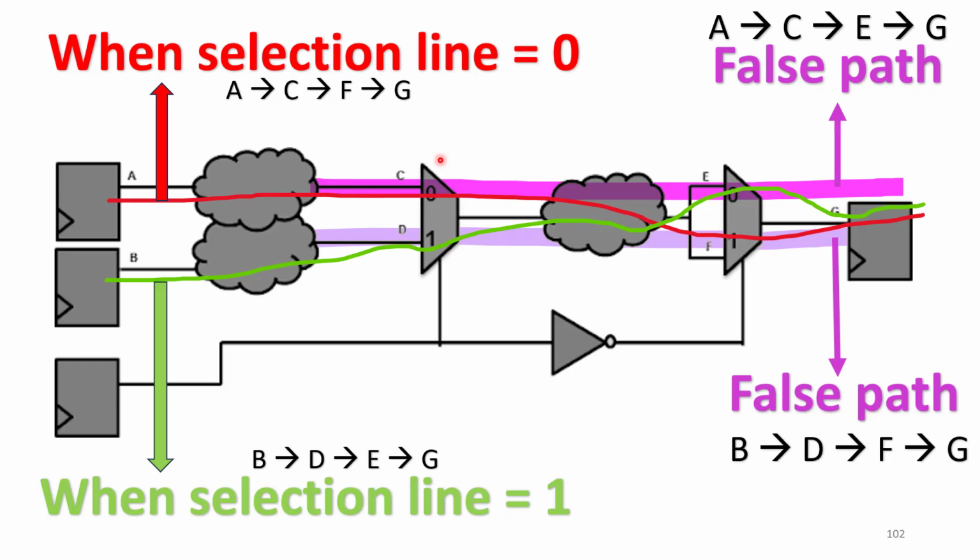So finally, this is the final diagram. When selection line is equal to 0, the ACFG path exists, which is the red colored one. When selection line is equal to 1, B, D, E, G exists, which is the green colored one. Whereas the path which I have indicated with this pink does not exist. That is, A, C, E, G does not exist, B, D, F, G does not exist. So these two should be declared as false paths. Now for these two, we have to write the constraint.